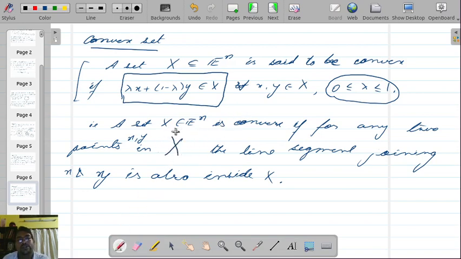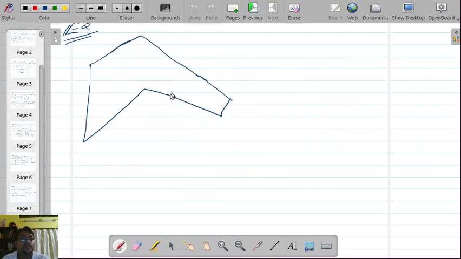A set X, a subset of e to the power n, is convex if for any 2 points x and y in X, not in e to the power n, the line segment joining x and y is also inside capital X. Okay, x is a subset of e to the power n, that is not a problem. So whether this type of diagram satisfies the convex properties or not.